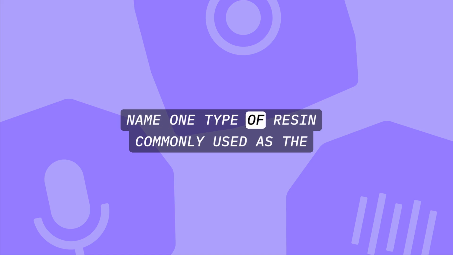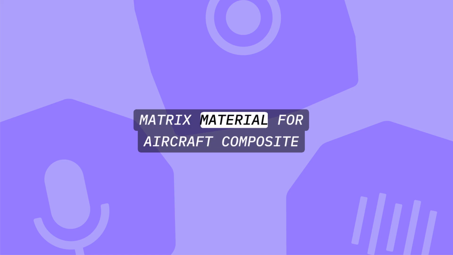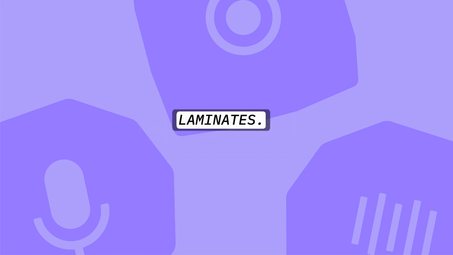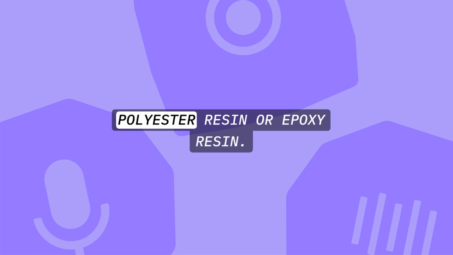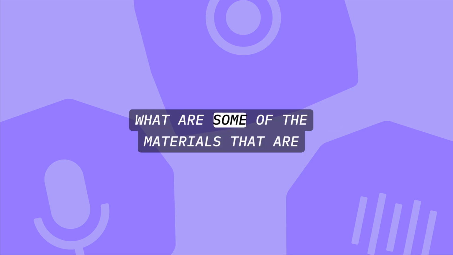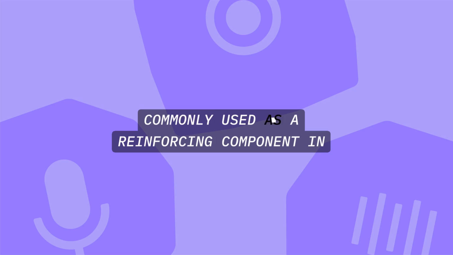Name one type of resin commonly used as the matrix material for aircraft composite laminates. Polyester resin or epoxy resin. What are some of the materials that are commonly used as the reinforcing component in a composite structure?